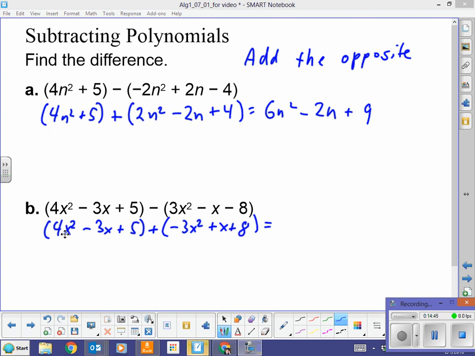Okay, so I've got 4x squared plus negative 3x squared. So that's 1x squared. Then for my x's, negative 3x plus 1x, negative 2x. And then 5 plus 8, 13. All right?